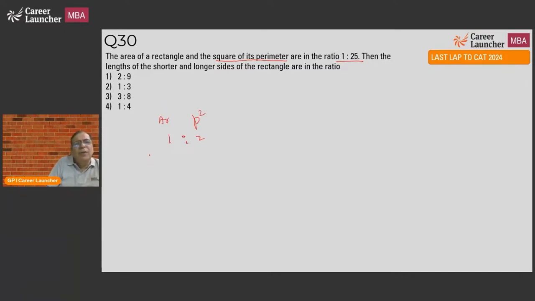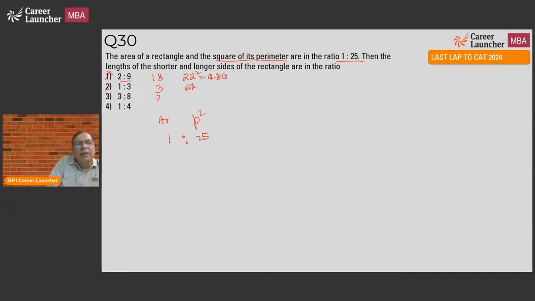Check the choices. If the sides are 2 and 9, what will the area be? 9 into 2, 18. Perimeter will be 9 plus 2, 11 into 2, 22. 22 square is 484. Is this 1:25? No. Choice 1 is wrong. Same thing, 3 into 1, 3. Perimeter 3 plus 1, 4 into 2, 8. 8 square is 64. That is not 1:25. Wrong choice.